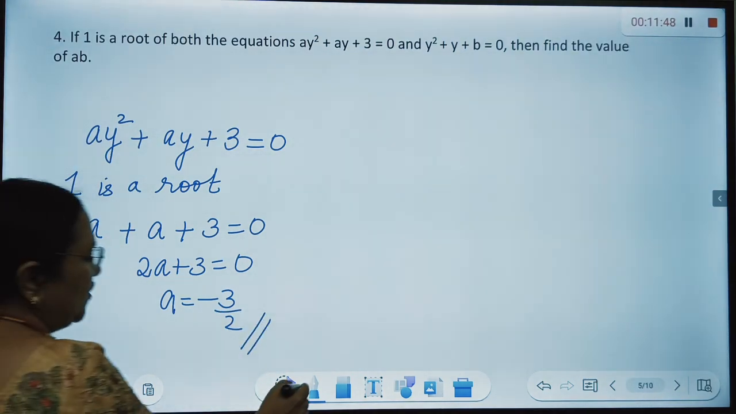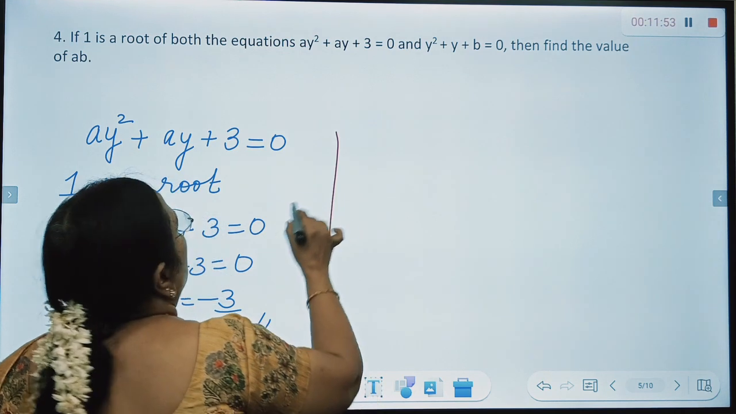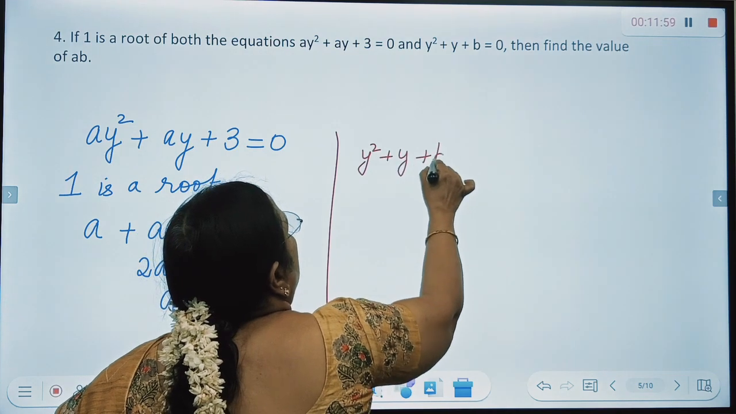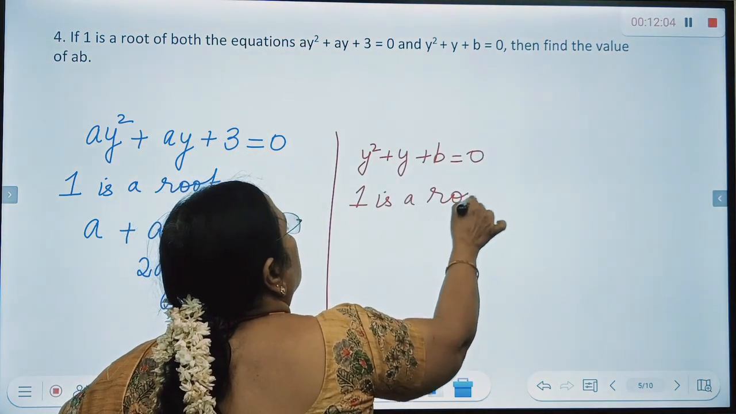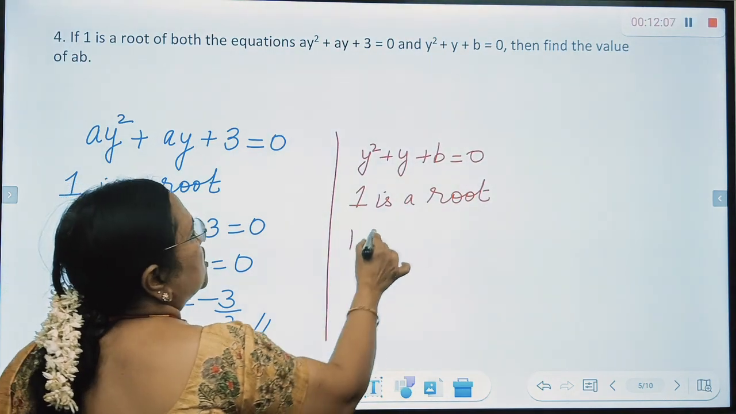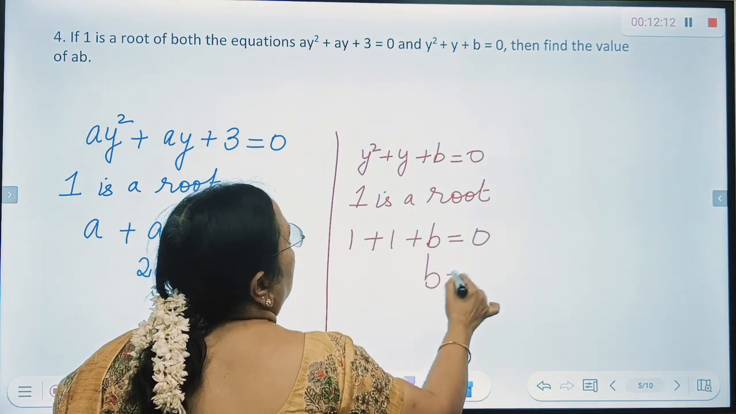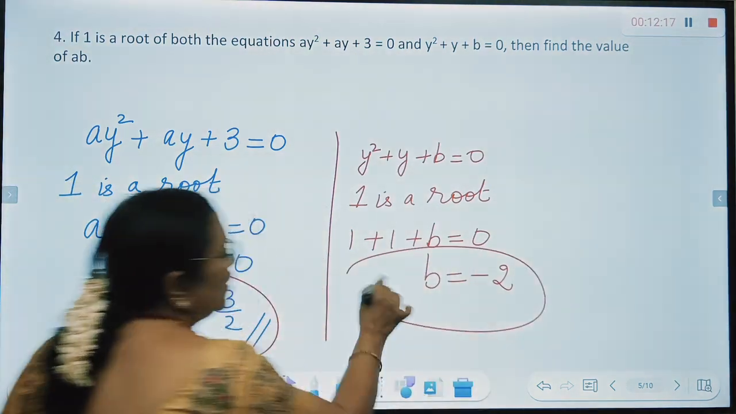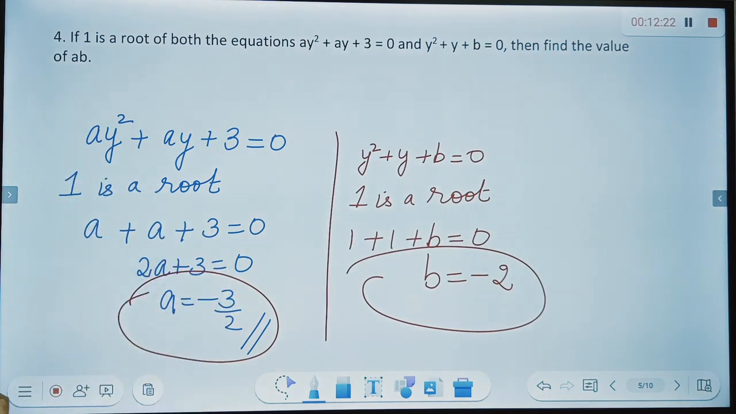Okay. Next we have to check whether 1 is a root of y square plus y plus b equal to 0. It is given 1 is a root. So 1 satisfies the equation 1 plus 1 plus b equal to 0. So b equal to minus 2. So a is minus 3 by 2 and b is minus 2. Because we know 1 is a solution, it satisfies the equation. Using that concept, we have determined the values of a and b.